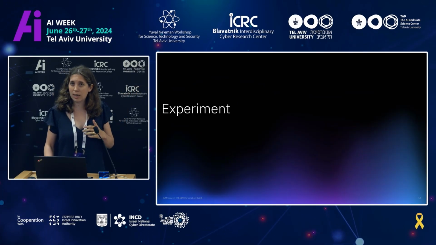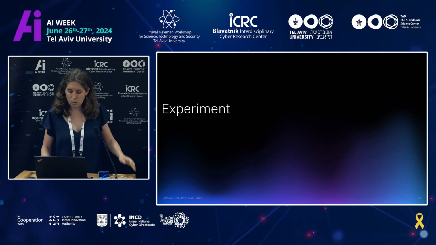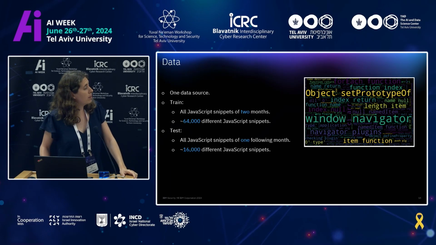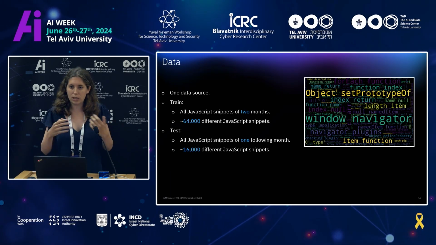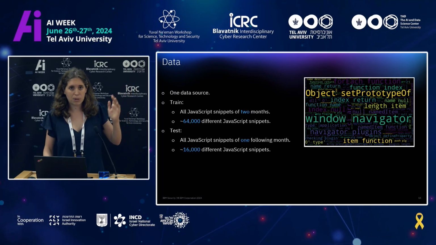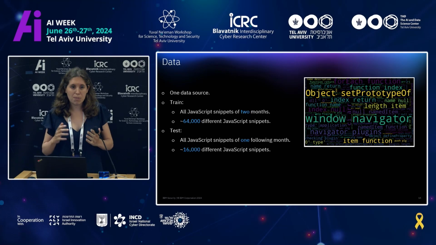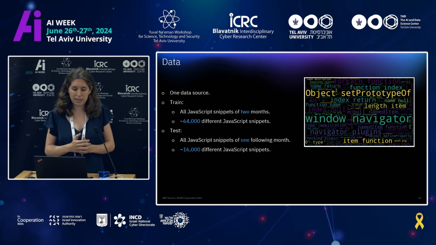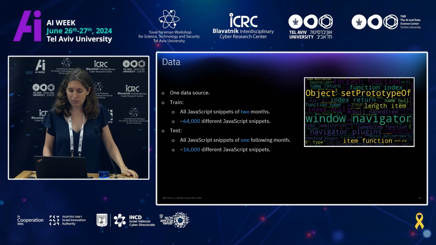Experiment. So we checked our method with several experiments. I'm going to present one of them now. In that experiment, we used one data source. We have multiple data sources in our lab, but for this experiment, only one of them. For the train, we took data of 2 months, which was about 64,000 samples. And for the test, we took the following month, which was about 16,000 different samples.